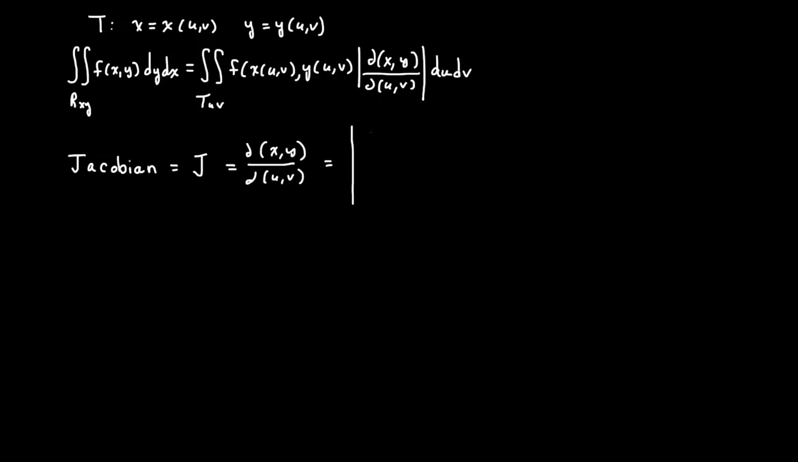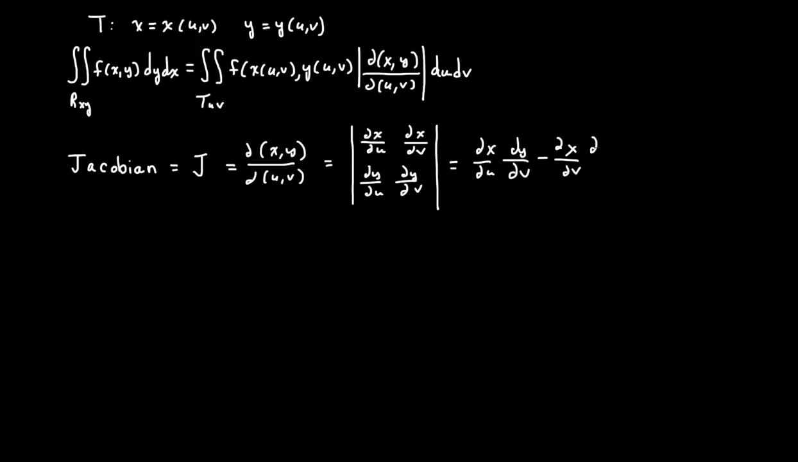One way to memorize how to perform this operation is to do a 2x2 determinant of the following: partial x, partial u, so I'm doing all the x's first, partial x, partial v, in that order, and then along the bottom would be partial y, partial u, partial y, partial v. And if we do the determinant here, we get partial x partial u times partial y partial v minus partial x partial v times partial y partial u.